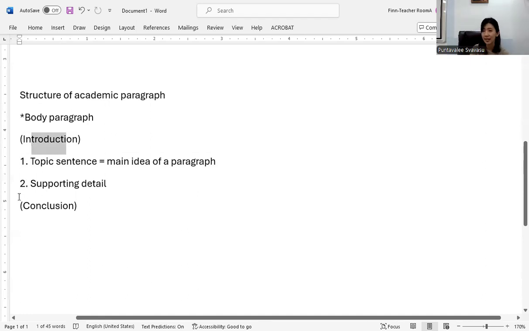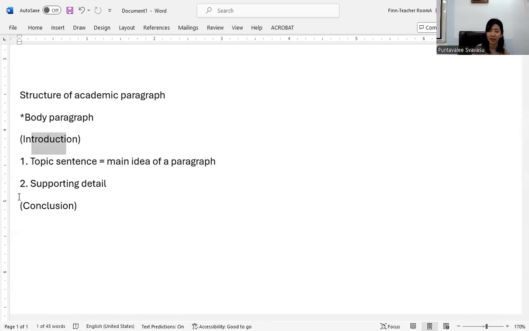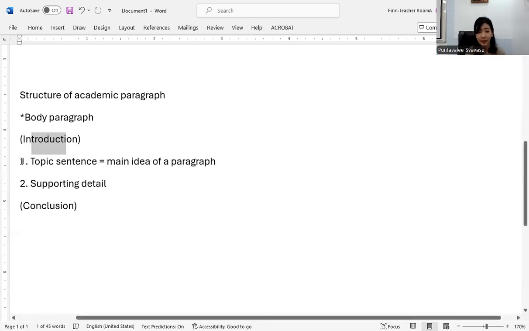Just in case you think it's smoother and it's going to make your paragraph flow better, you can add it, but actually it's not necessary. But these two are the main thing.